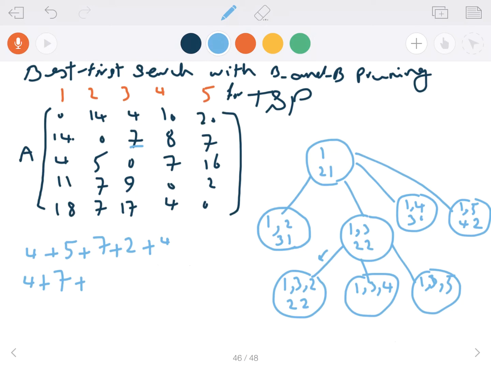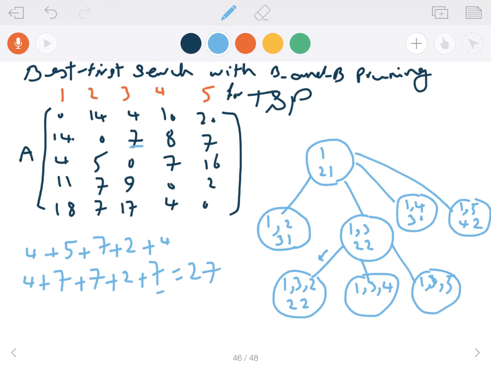For 2, the minimum cost is still 7. For number 4, the minimum cost is going to be 2. And for the last one, it should be equal to 7. So together they sum up to 27. And why is this equal to 7 here?